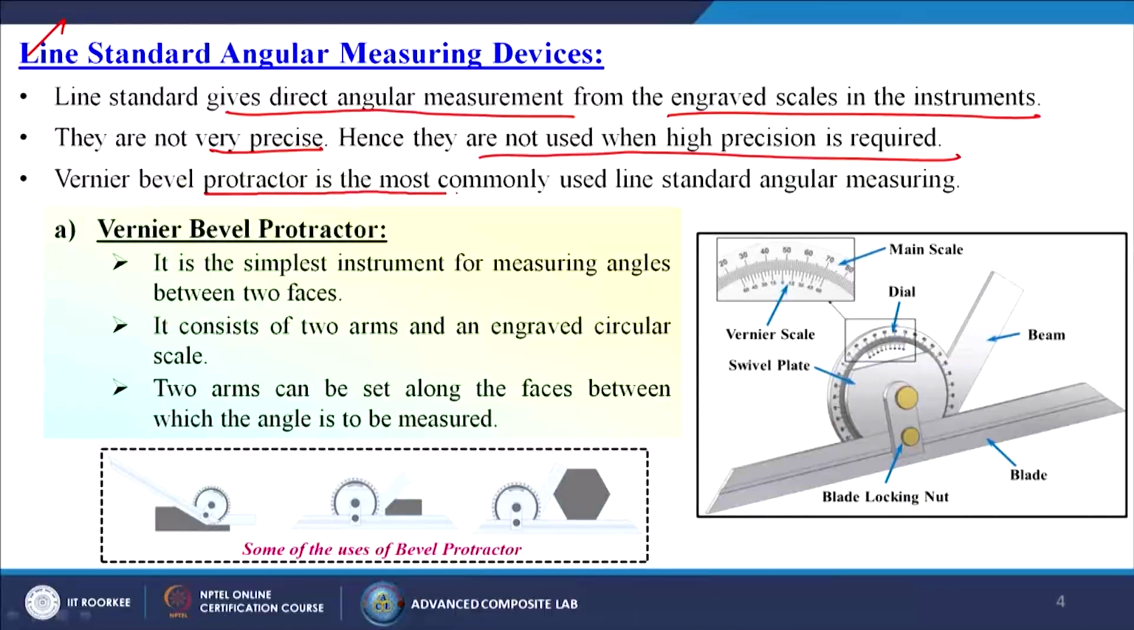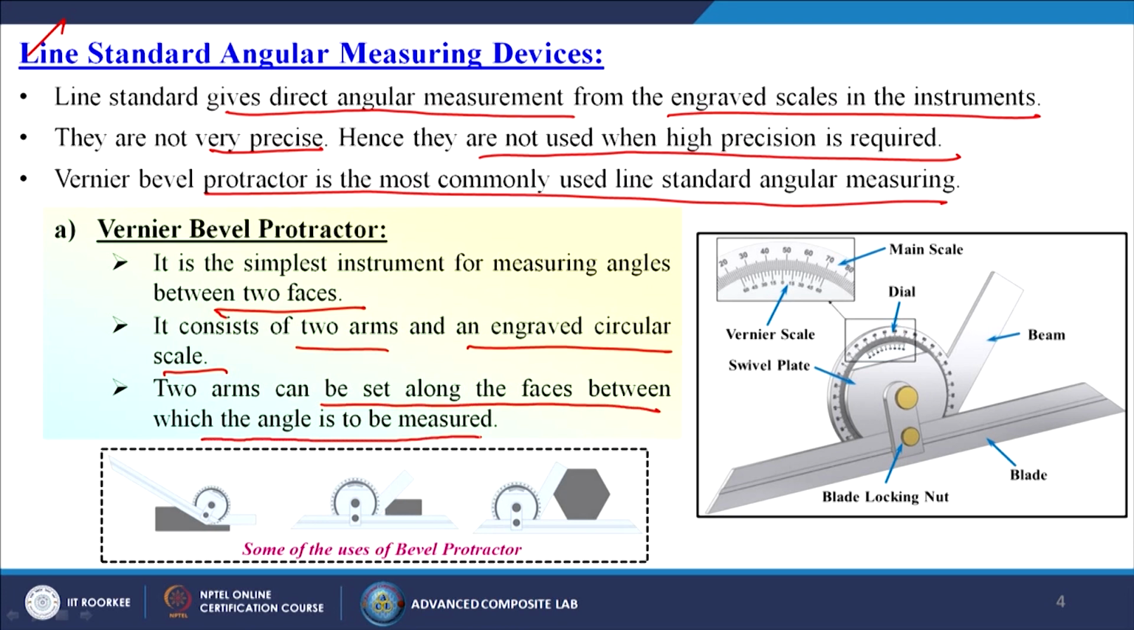Vernier bevel protractor is the most commonly used line standard angular measuring device. Now, what is a vernier bevel protractor? It is the simplest instrument for measuring angles between two faces. It consists of two arms and an engraved circular scale. The two arms can be set along the faces between which the angle is to be measured. It simply looks like this. One arm is this one, another arm is this one. If we make certain angles, we can read how much the angle is from this dial. The dial has a main scale and also a vernier scale.